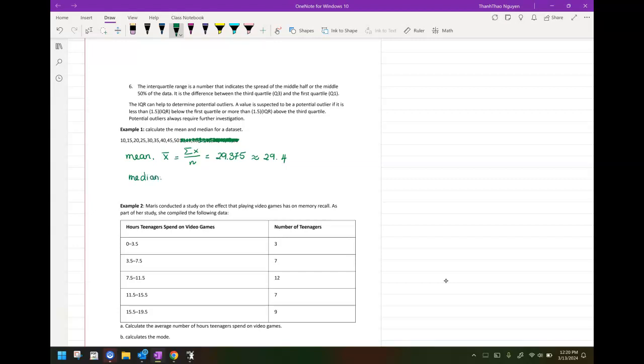The median. So how many values do we have? 1, 2, 3, 4, 5, 6, 7, 8, 9. So the location equals n plus 1 divided by 2. So 9 plus 1 divided by 2 equals 5. So the median is the 5th number in this list. 1, 2, 3, 4, 5. So the median is 30.